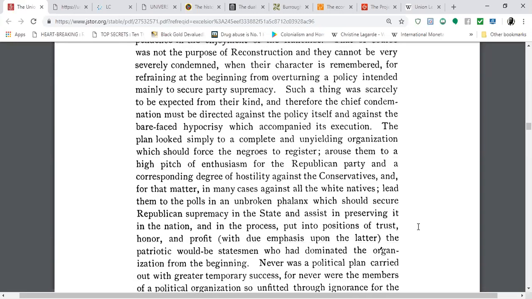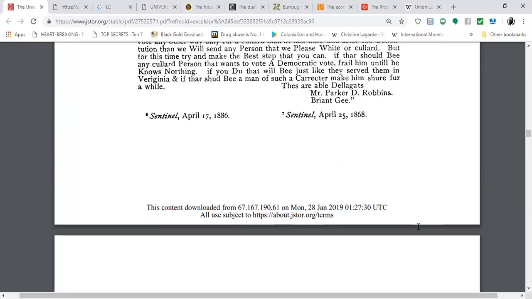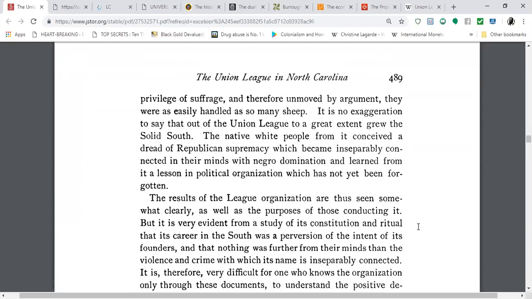The plan looks simple: a complete and unyielding organization, to force the Negroes to register, arouse them to a high-pitched enthusiasm for the Republican Party and a corresponding degree of hostility against conservatives, and for that matter, in many cases against all white natives. Lead them to the polls in an unbroken phalanx which will secure Republican supremacy in the state and assist in preserving it in the nation, and in the process put in positions of trust, honor, and profit, with the emphasis due upon the latter, the patriotic would-be statesmen who had dominated the organization from the beginning. Never was a political plan carried out with greater temporary success, but never were the members of political organizations so unfit through ignorance of their privilege of suffrage, and therefore unmoved by the argument.